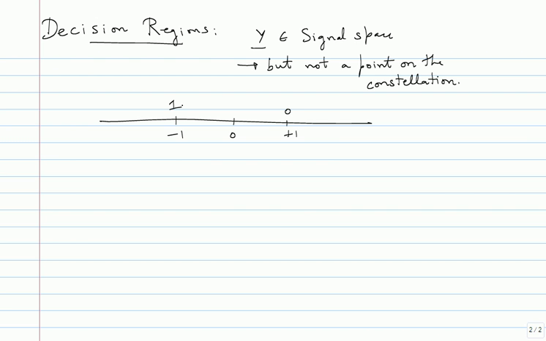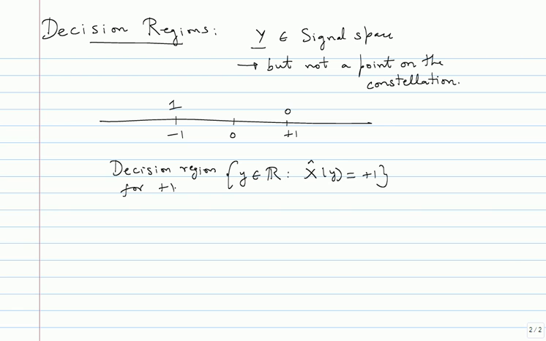In this case, my signal space is the real line, right? That subset of the signal space, the real line, on which my decision will always be 0. So the set of all y in R such that x hat of y equals plus 1 will be my decision region for the constellation point plus 1. What will be the decision region for constellation point minus 1? Same thing, such that x hat of y equals minus 1.